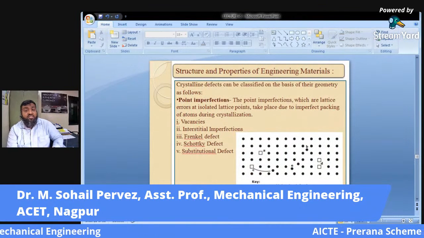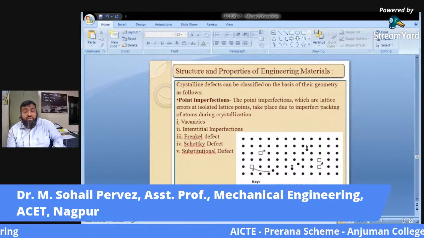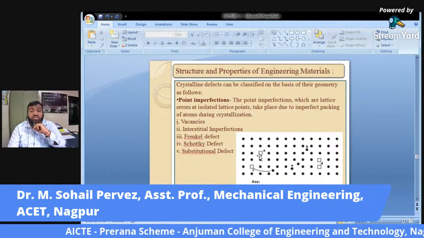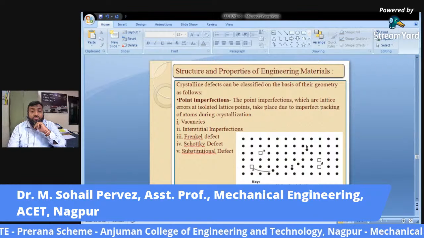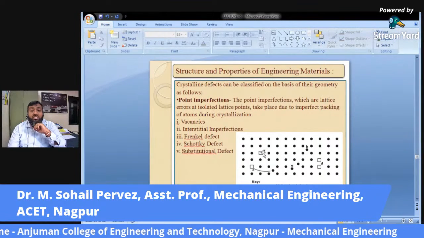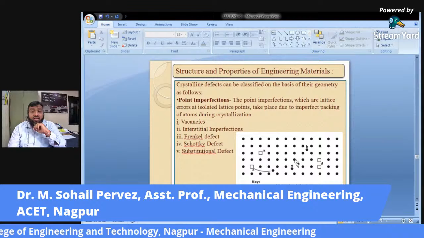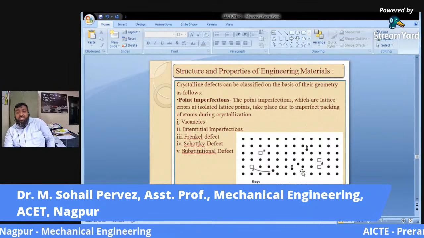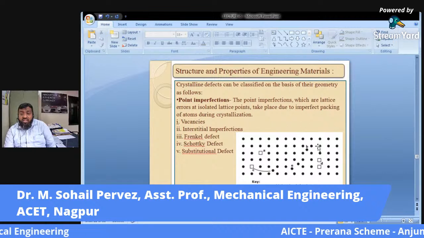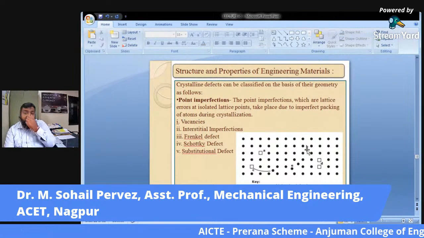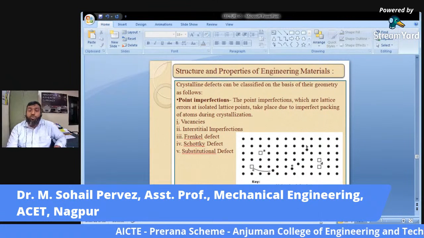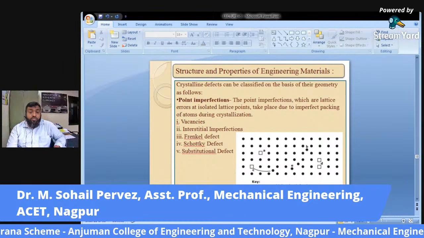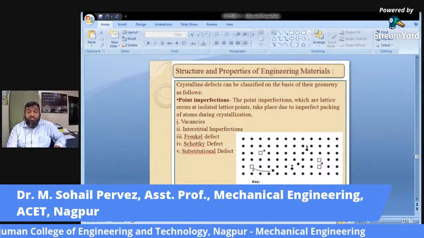Now see, these are the crystalline defects. Point imperfections are lattice errors at isolated lattice points. See, vacancy, it is also called Schottky defect. A, B, C, D: these are arranged in one order, and again this B is lying in between. So this is called an interstitial defect. These are point imperfections.